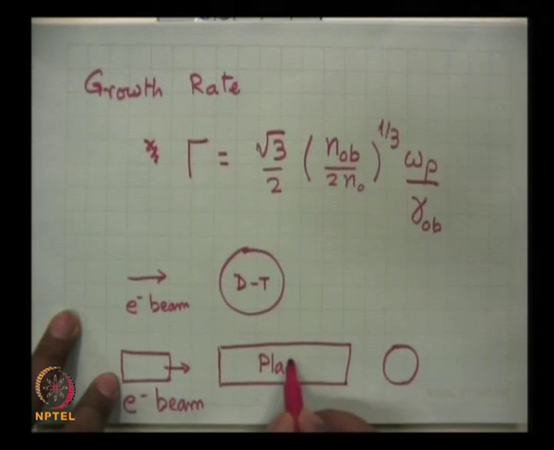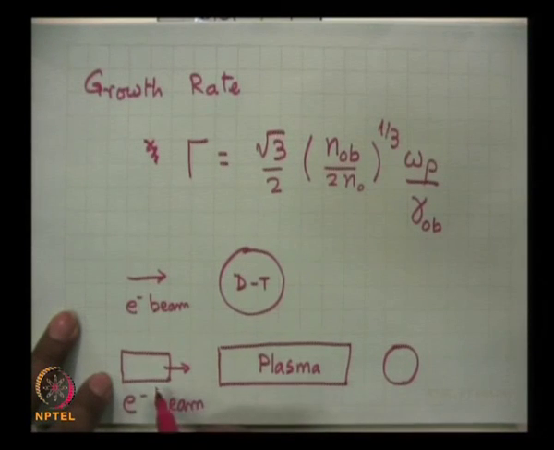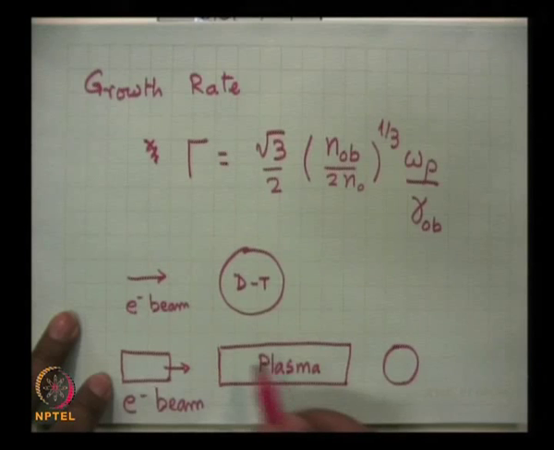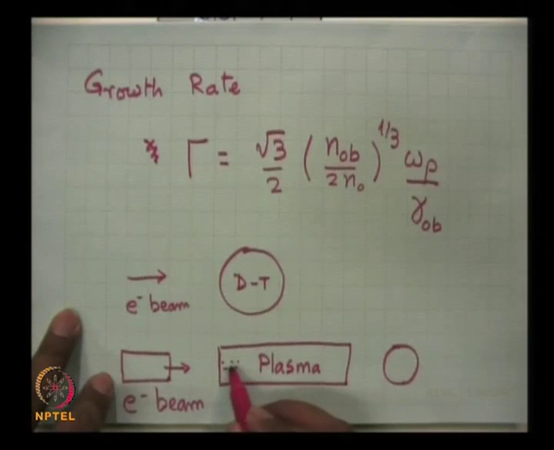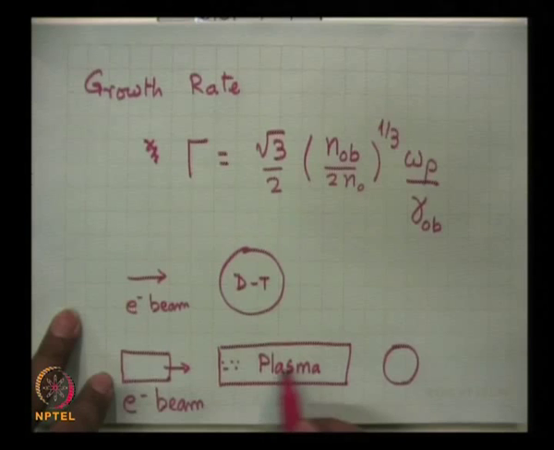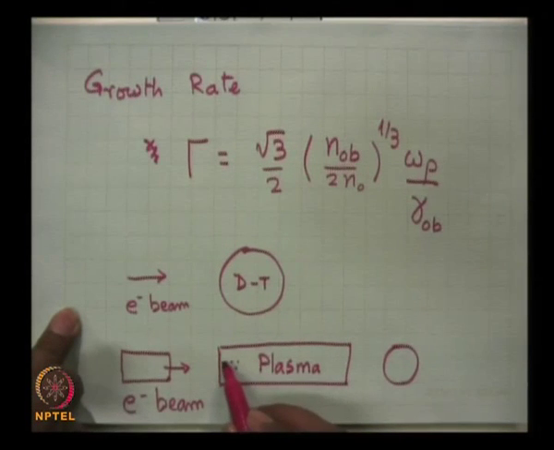What the plasma will do, if the plasma density is larger than the density of beam electrons, then as the beam enters here, the electrons of the plasma move out to create a space charge neutralized region. So what the plasma provides is what we call space charge neutralization, because the plasma electrons move out.